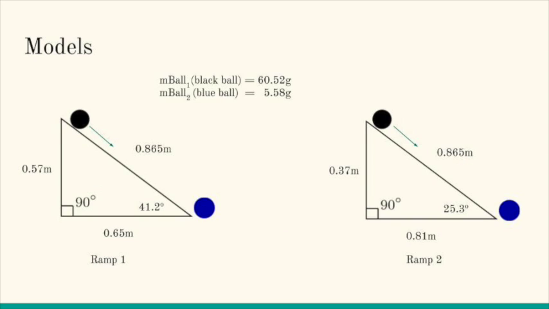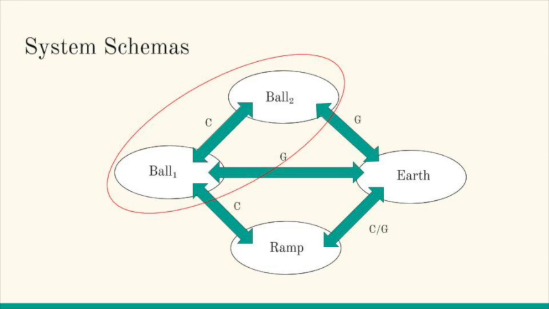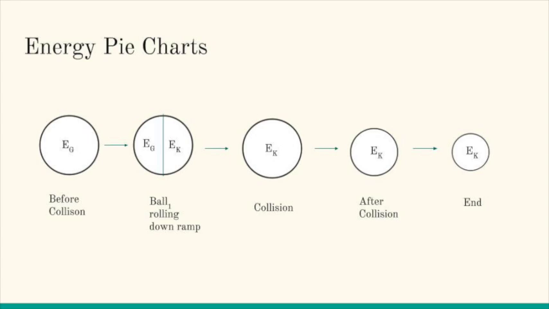These models show the differences in the setups between trial 1 and trial 2. It should be known that the mass of ball 1 is larger than the mass of ball 2. Because we are investigating the collision by itself, our system boundaries are around ball 1, the ball rolling down the ramp, and ball 2, the ball 1 is colliding with. Our energy pie charts model the energy flow in our system boundaries as gravitational energy before the collision is converted into kinetic energy as ball 1 rolls down the ramp, collides with ball 2, and energy is decreased.